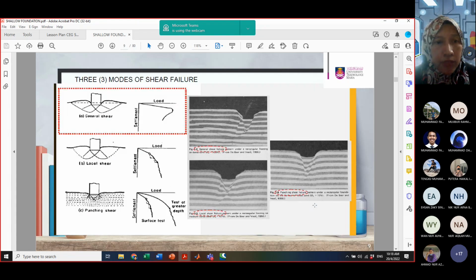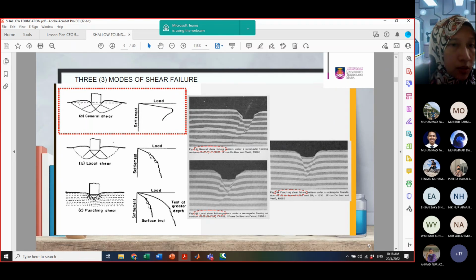If you look at this figure, for example, from the left side, figure A, figure B, and figure C, you can see that the pattern of failure for each figure, general shear failure, local shear failure, and punching shear failure, is totally different. For example, in the general shear failure here, you can see how the soil changes beyond the ground surface.